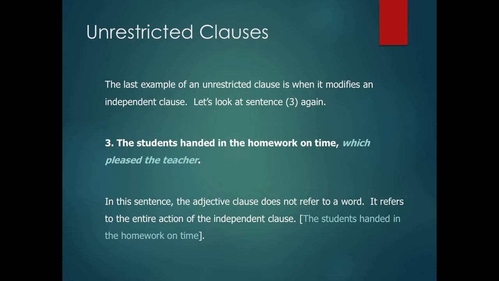So the last example of an unrestricted clause is when it modifies an independent clause. So let's go ahead and look at number 3 again. The students handed in the homework on time, which pleased the teacher. So as we can see, which in the adjective clause here does not refer to the students or the homework. It refers to the entire activity of the students handing in the homework on time. In this case, it is referring to the entire independent clause.